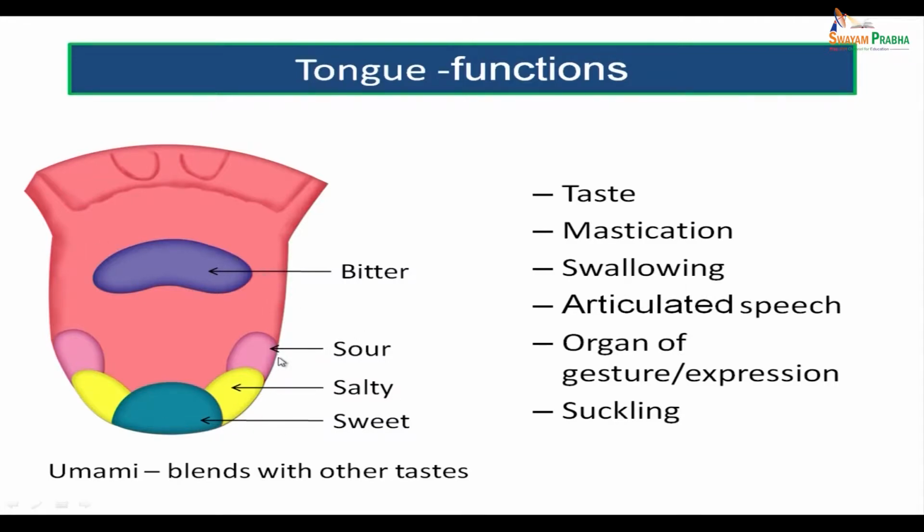In addition to the sensation of taste, the tongue helps in mastication of food. It helps in the swallowing of food. It is very essential for articulated speech. It is of course an organ of gesture and expression, and it is an organ for suckling by the infants. So these are the basic functions of the tongue.